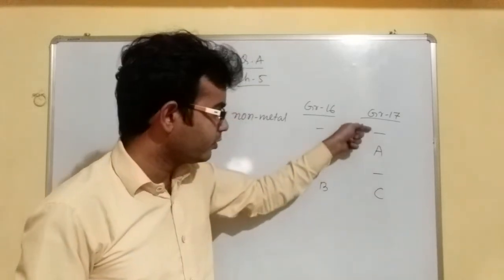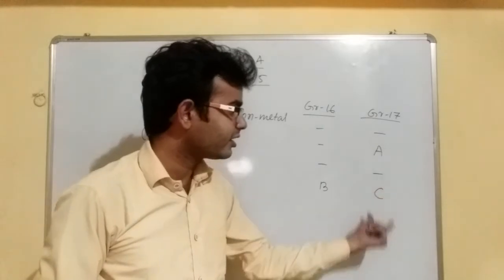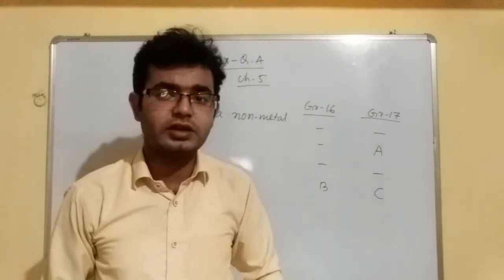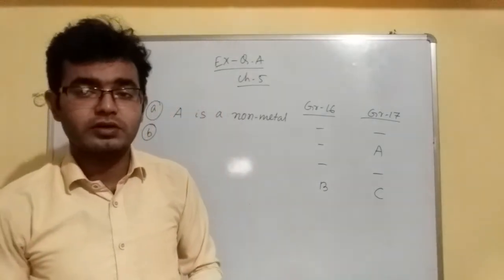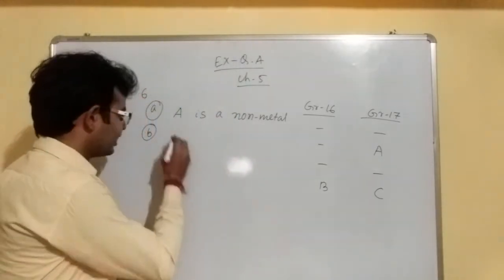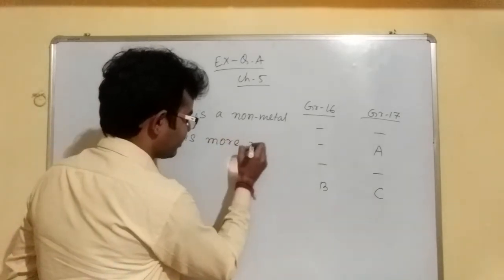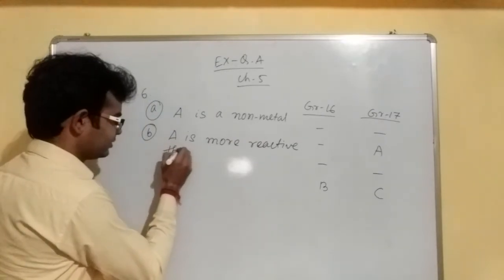If we move from up to down, the size of the atom increases. So C is greater in size than A. So A has more tendency to gain an electron than C. So A is more reactive than C, or we can say A is a better non-metal as compared to C. So we can say A is more reactive than C.